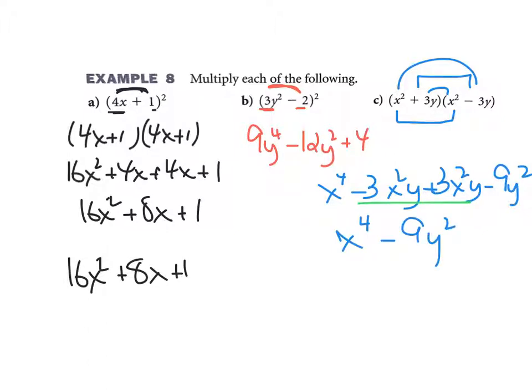So when you see conjugates, when you see the same thing in each parentheses except the sign is different, please realize that the middle term is going to cancel. So really, instead of FOIL, you can just do FL. You just do that method if you have conjugates, the same thing in each parentheses except the sign is different.